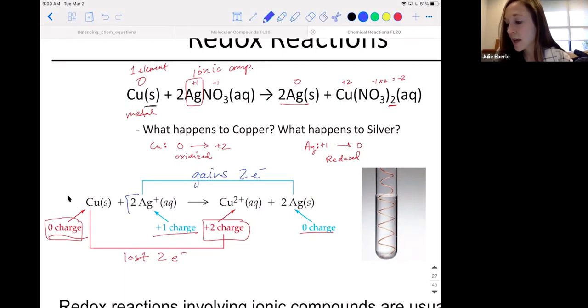Now, you have 2 silver atoms, okay? So each one gains 1 electron. The charge only changes by 1, so each silver atom picks up 1 electron, all right?